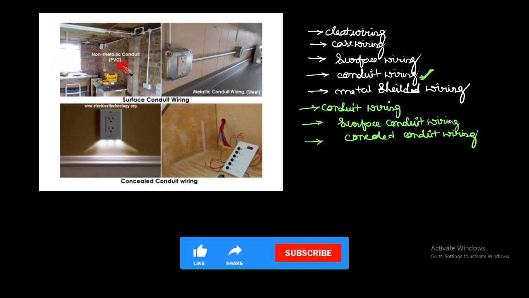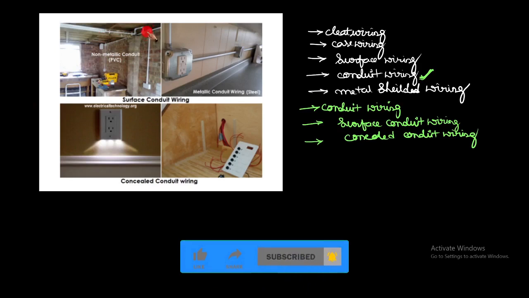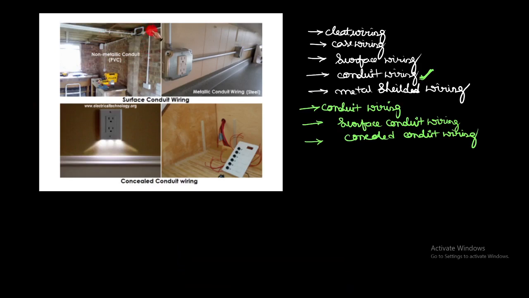This is called the surface conduit wiring. All the wires are traveling here. You will have some junction boxes here. You can observe the circles that I am showing now. Those circles are called the junction boxes. From the junction boxes it is distributed, and it is present on the surface of the walls, that's why it is called the surface conduit wiring.